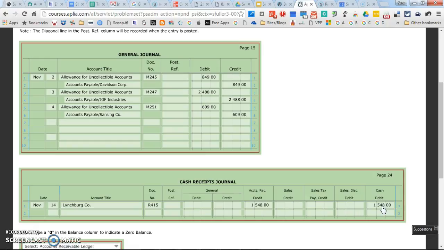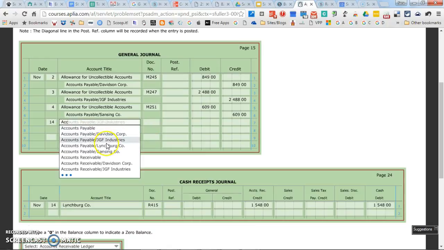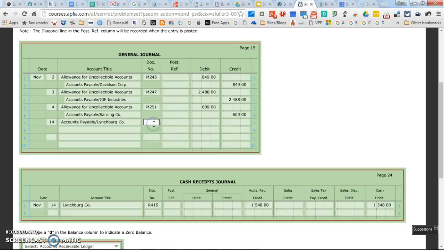Okay, so we're still on that same transaction. We have another entry to do. This is going to be in our general journal. We have to put it back on the book so that they can pay us. So the 14th. And then our first account is going to be accounts receivable, Lynchburg Company. Document number is M258. It's a debit of $1,548. And then our second line is going to be the allowance for uncollectible accounts. Credit, $1,548. And so now we have that journal entry done.